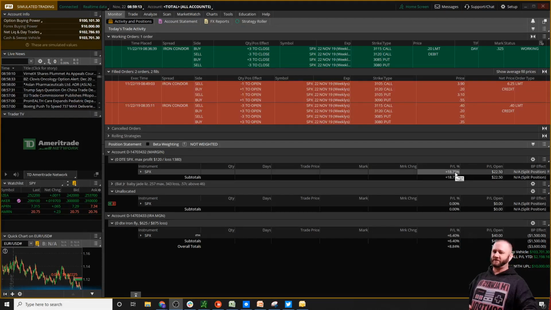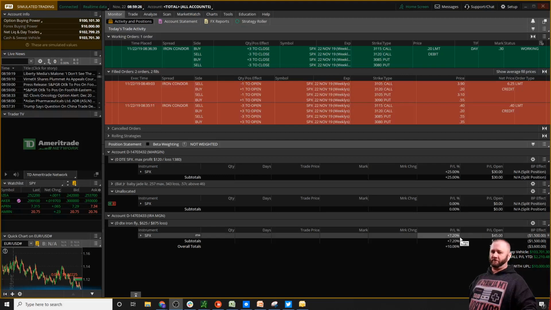Iron Condor a little bit slower, but look at this. These are starting to decay. 18%. Well, you know what? The market looks like it's falling back down. I'm going to take it off at 30%, recenter it. This Iron Fly, 7% is $45.